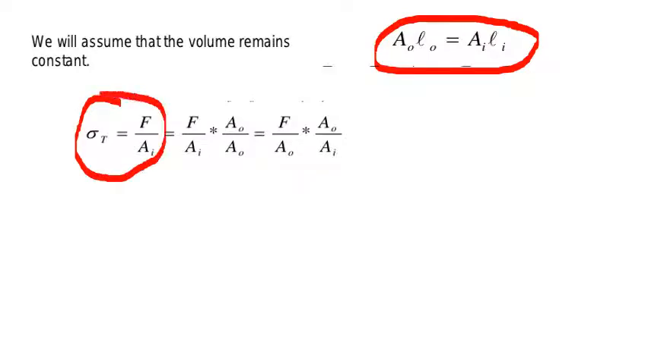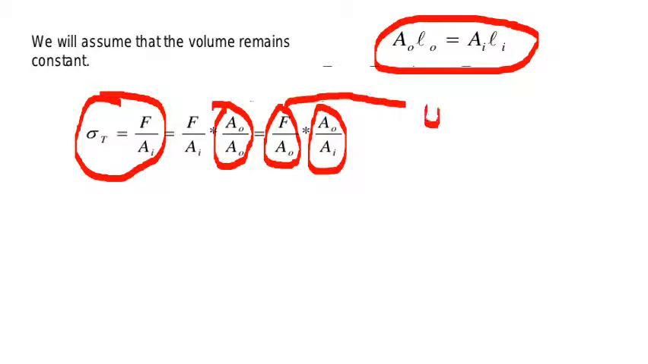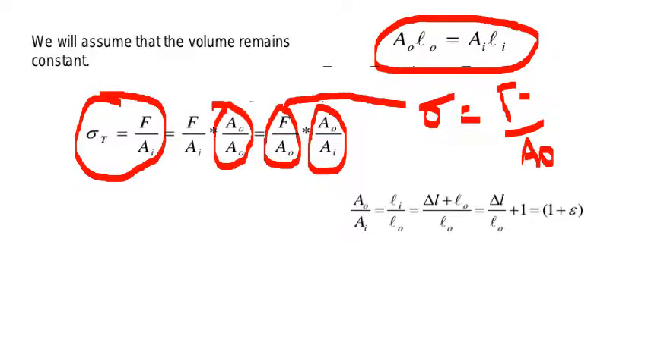Once we assume this, we write sigma T, the true stress, equal to F divided by Ai. So we can multiply and divide by A naught. By rearranging the terms, we move F by A naught to this side, and A naught by Ai to this side. Now this F by A naught is nothing but sigma, the engineering stress. That is, the load divided by the original cross section area is nothing but sigma.